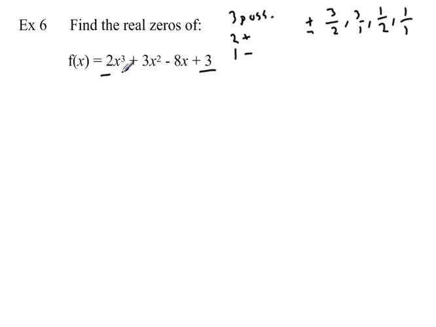How about negative 1? Is negative 1 a possibility? If we plug negative 1 in here, we get, let's see here, negative 1 to the third is negative 1 times 2 is negative 2. Negative 1 squared is 1 times 3 is plus 3. Negative 1 times 8 is plus 8, then plus 3. That doesn't work either. So let me erase that.